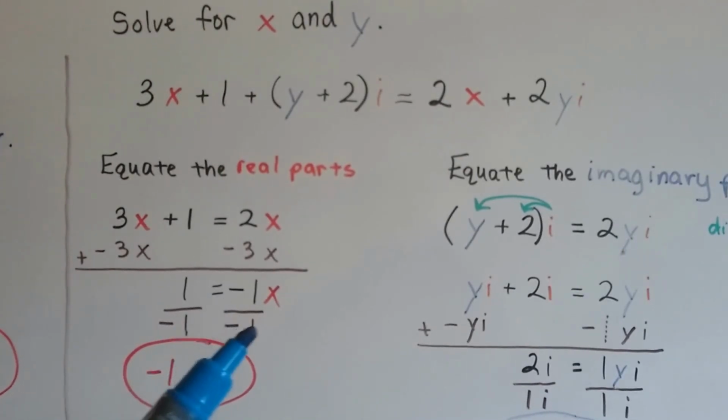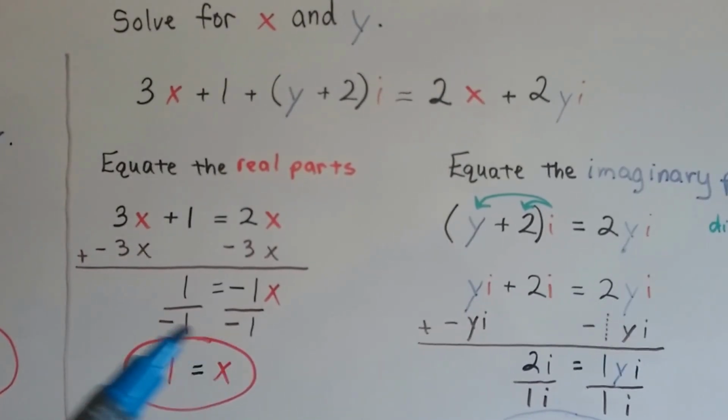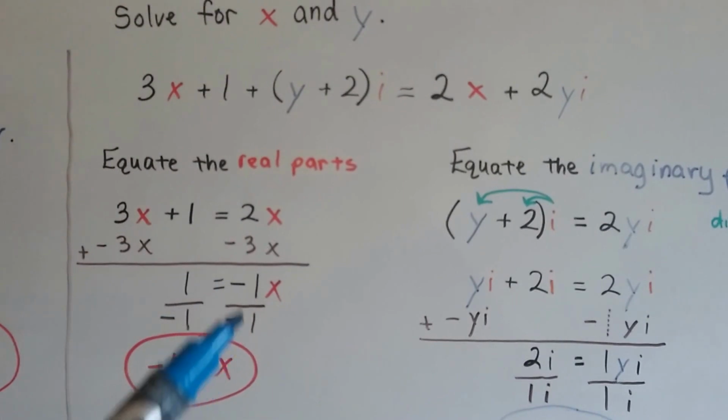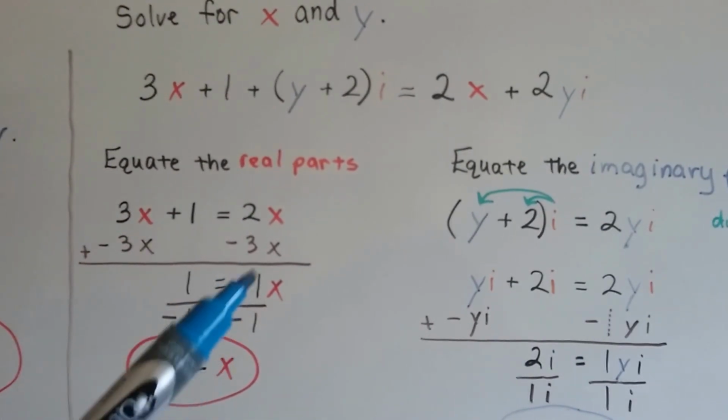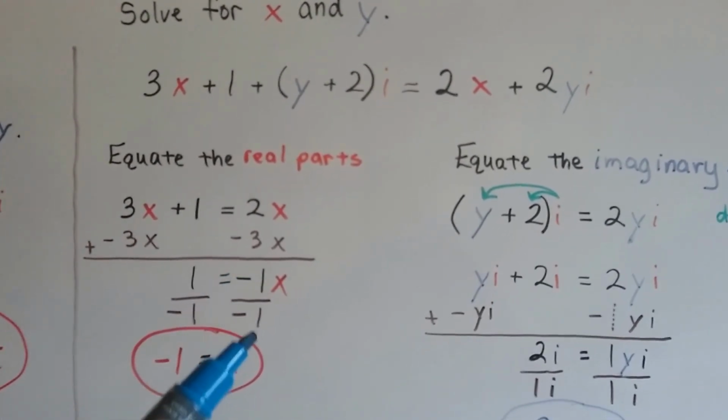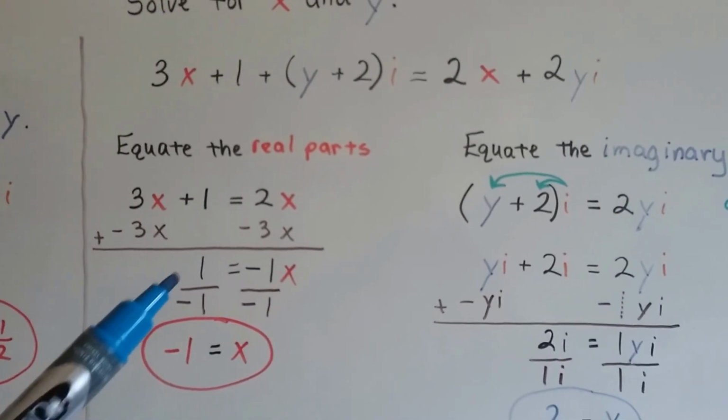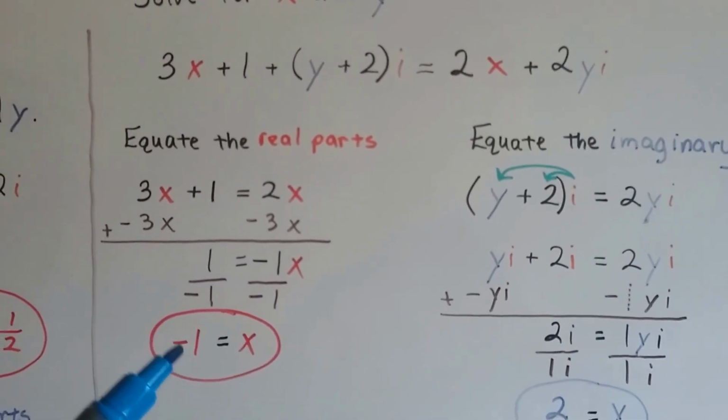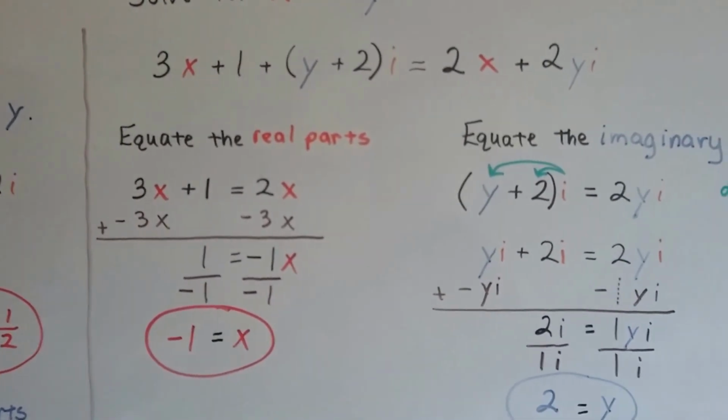Now, to isolate the x, we can divide each side of the equation by that negative 1, and we get a 1x here, a positive 1x here, because the numerator and denominator are the same. And on this side, we get a negative 1. So now we know that x equals negative 1.